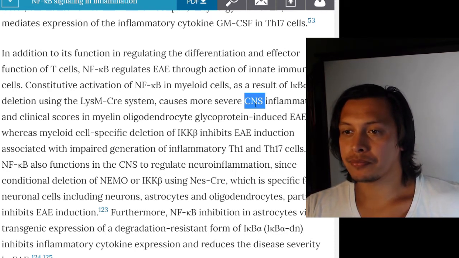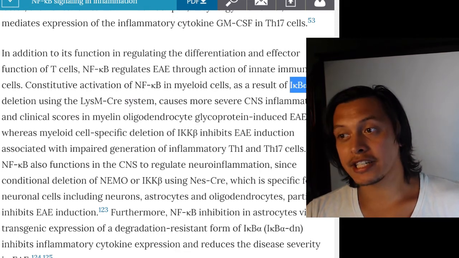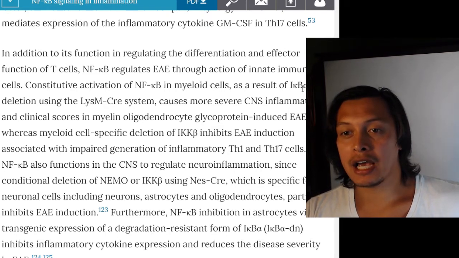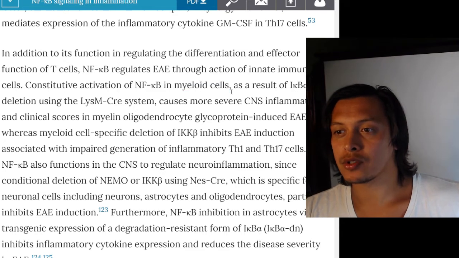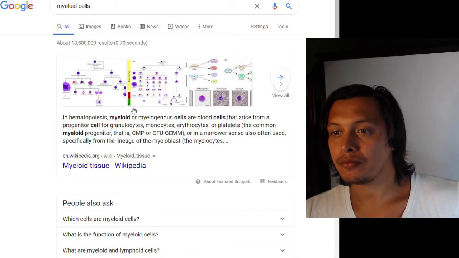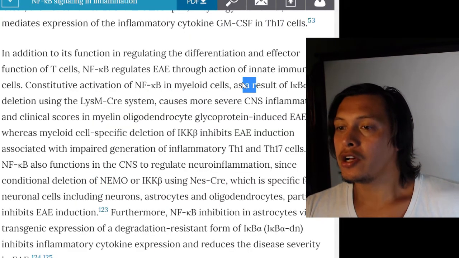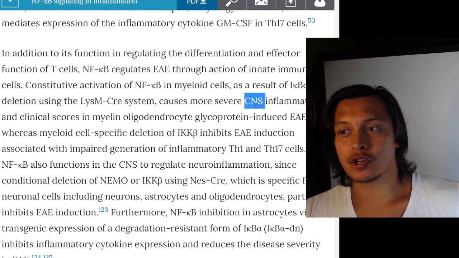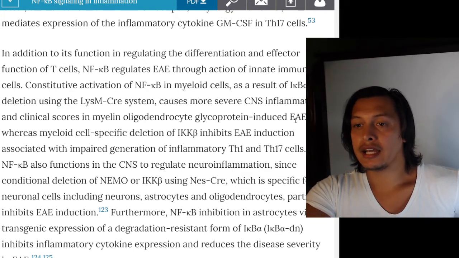So, let's say you use this LYSM-CRE system to destroy or deactivate this inhibitor I-kappa B alpha. By causing the I-kappa B alpha to be deleted, this causes nuclear factor kappa B to be hyperexpressed in these myeloid cells. So they might be using this to target just the myeloid cells. And let's look this up just to, yeah, these are a type of blood or bone marrow cells. So yeah, if you can do that, you can cause more severe central nervous system inflammation and worse clinical scores in myelin oligodendrocyte glycoprotein-induced EAE.